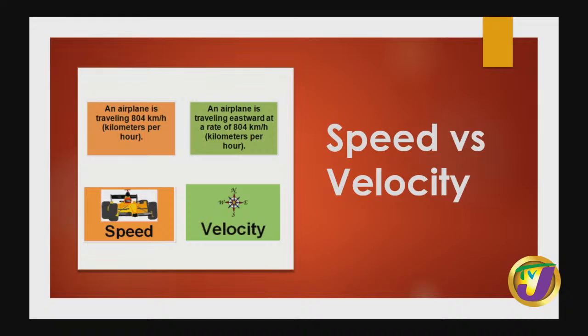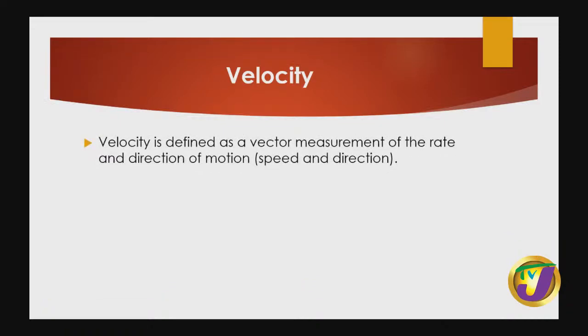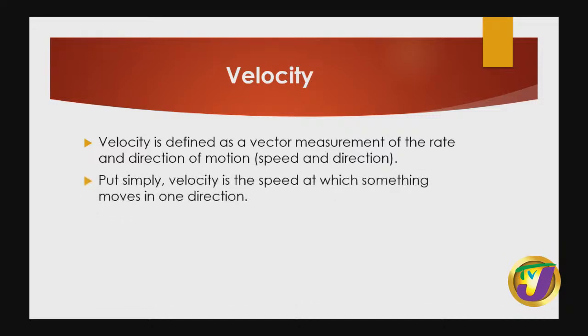So in that case, seeing that we have made that clarification, what is velocity? Velocity is defined as a vector, which is a measurement of the rate and direction, because vectors have direction and size. So in this case, it has speed and direction. Simply put, velocity is the speed at which something moves in a direction.